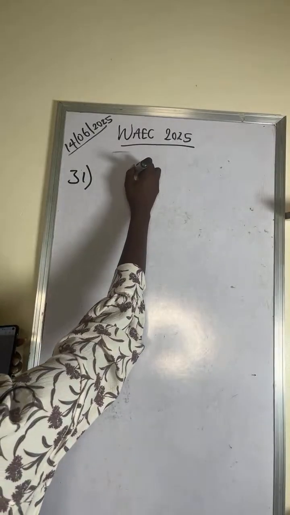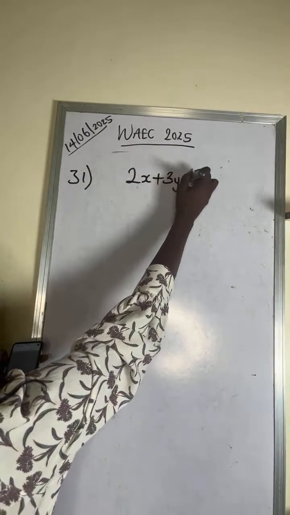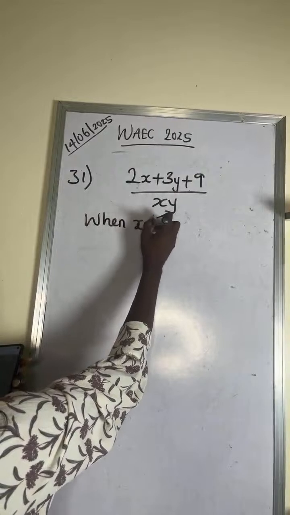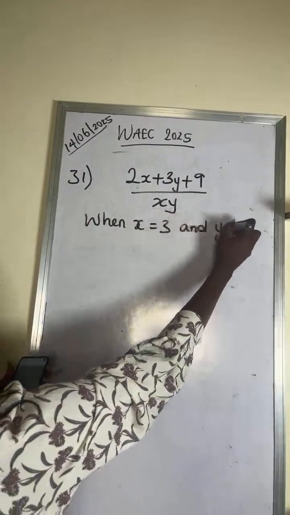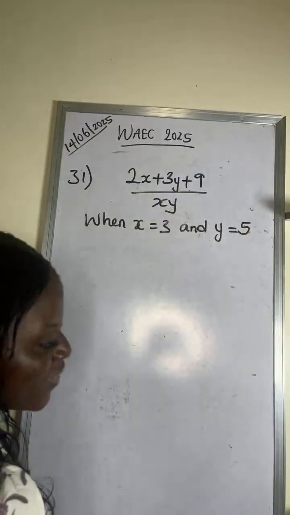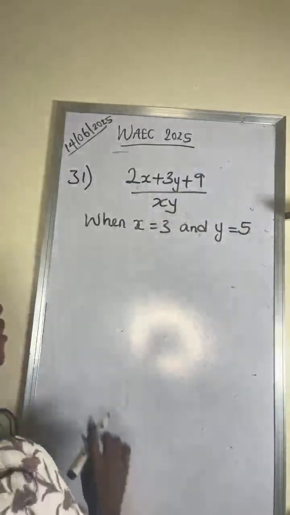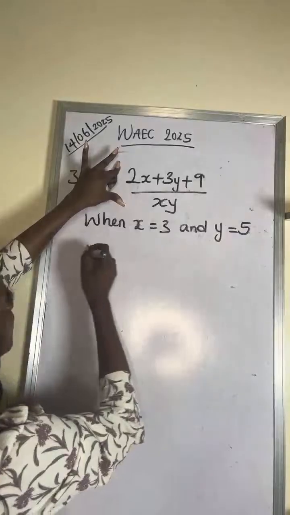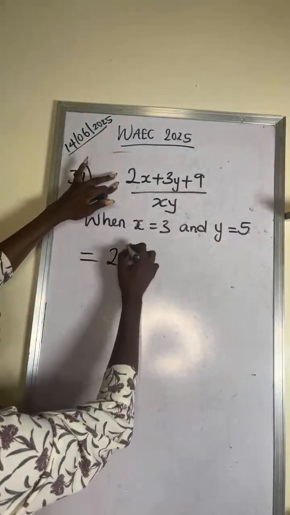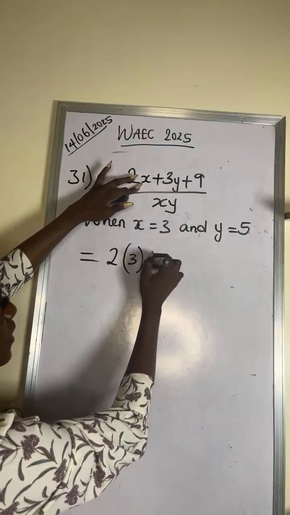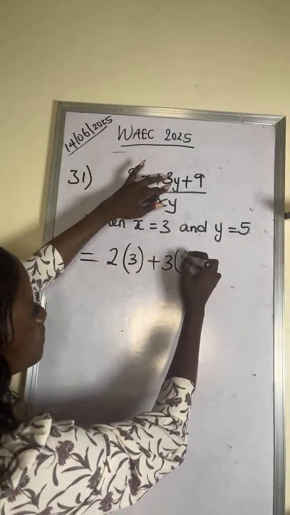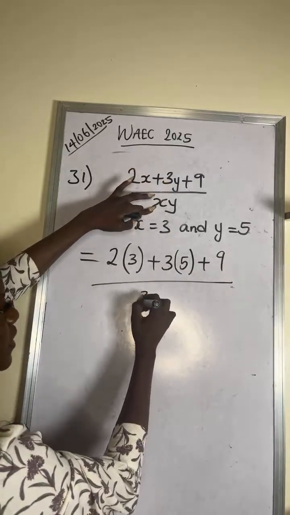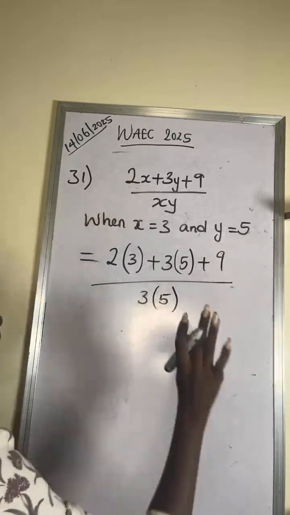So we were asked to evaluate 2x plus 3y plus 9 over xy when x is 3 and y is 5. Straightforward, because all you have to do is substitute. This is your algebraic expression. You say 2, instead of x you put the value given, 3. Y, put the value given, 5. All over, x is 3, y is 5. That's all you have to do.